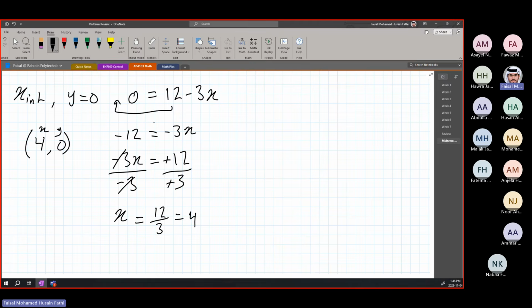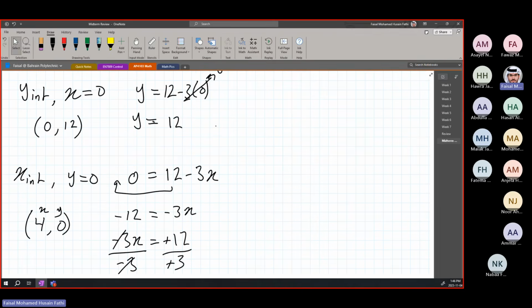This is our x. This is our y. We got our 2 points. Now, let's call this point number 1 and this point number 2. Okay. We want to plot this.